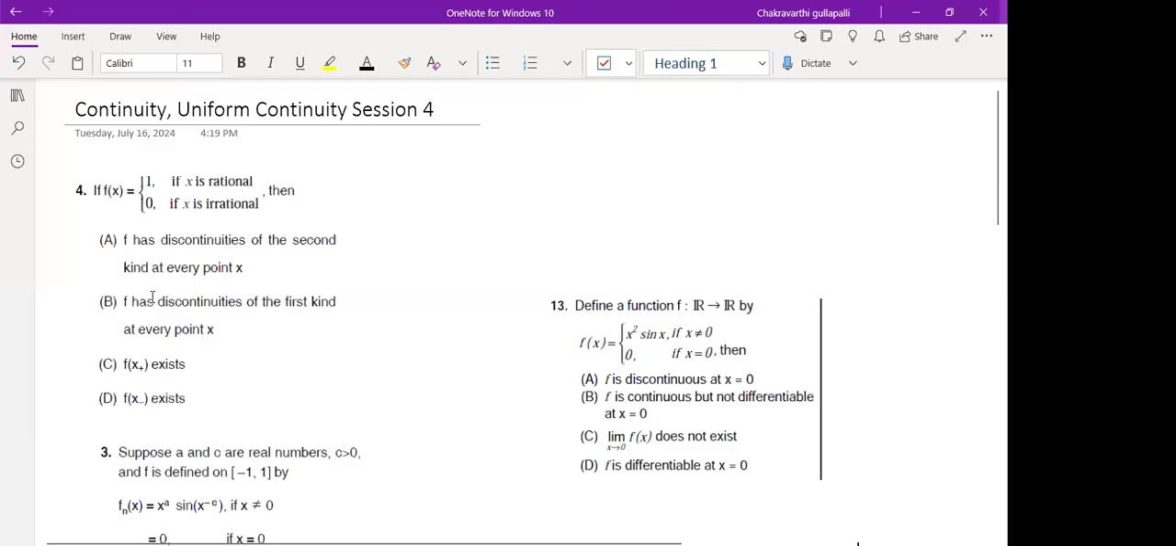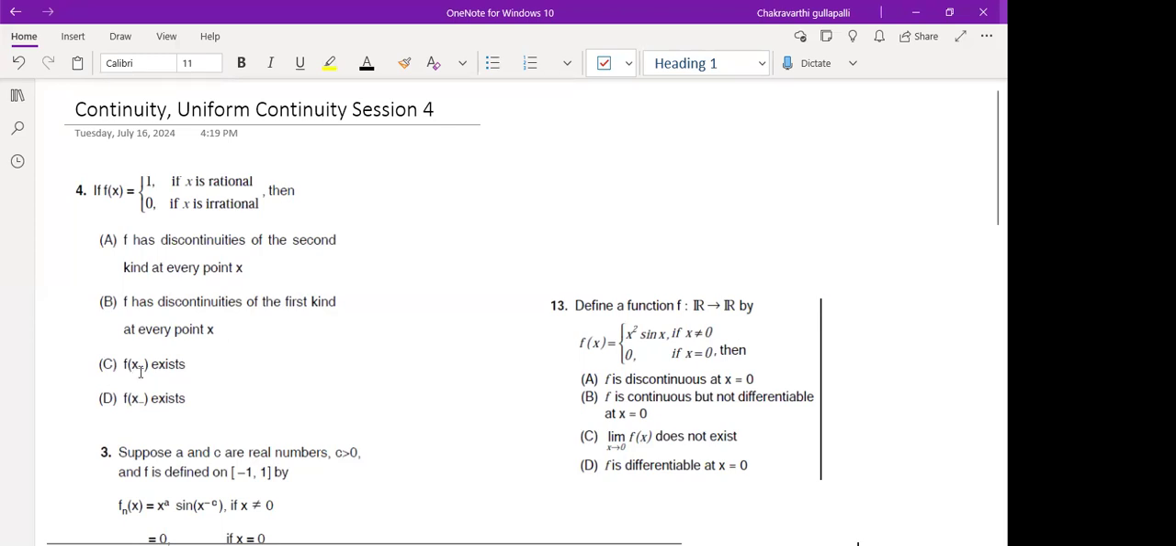So let us see, what is this question? f(x) is 1 if x is rational, 0 if x is irrational. Then f has discontinuities of the second kind, or discontinuities of the first kind. f(x+) means RHL, f(x-) means LHL exist. So that means RHL exists for all x, here in place of x no value is given.